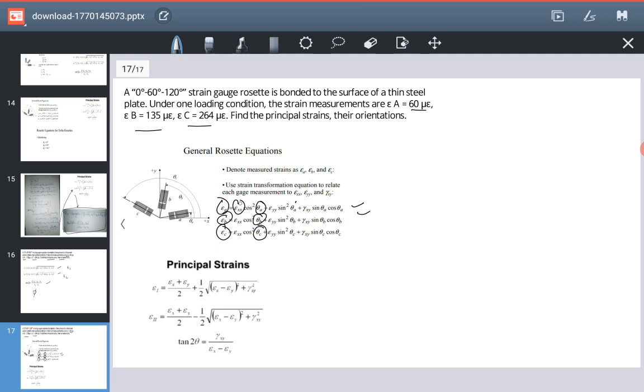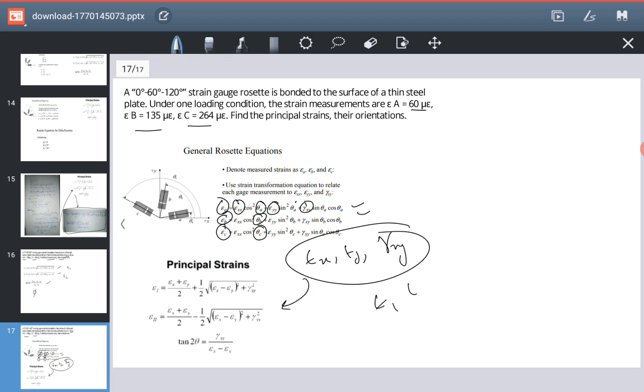The unknowns will be this, this and this. So with 3 unknowns and 3 equations I can solve and find out EX, EY and gamma XY. Once I find out the values, I'm going to plug them into this equation and find E1, E2 and the value of theta, or you can say it's phi, whatever, it doesn't matter. Okay, so that's how you are going to solve the numericals.